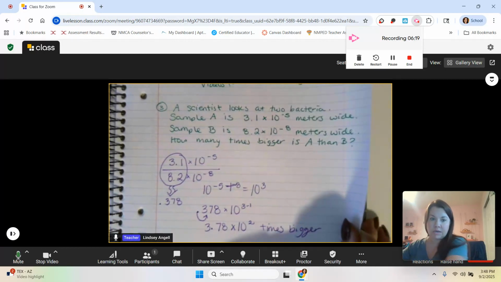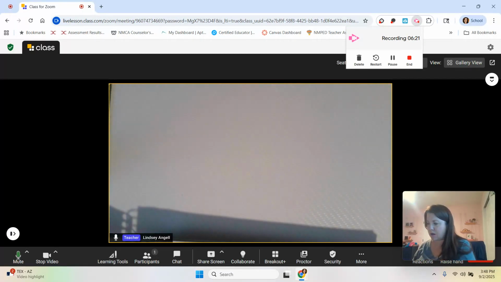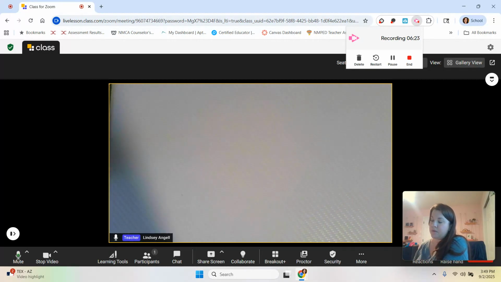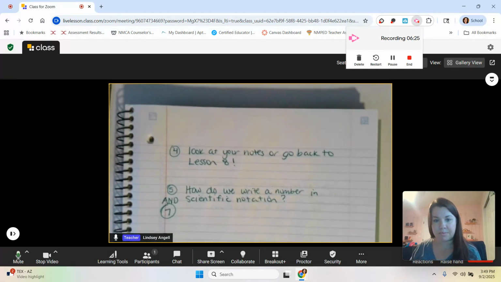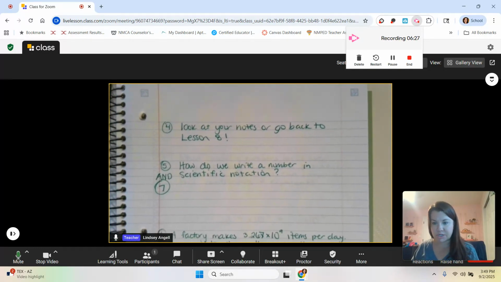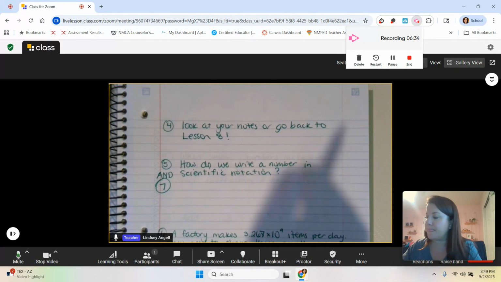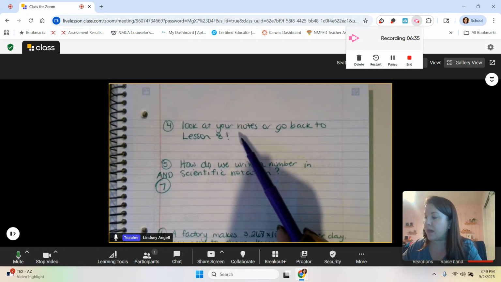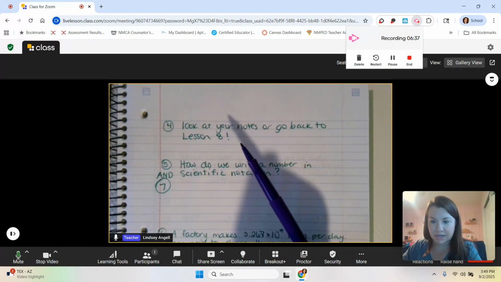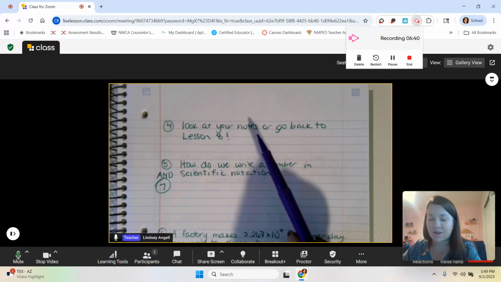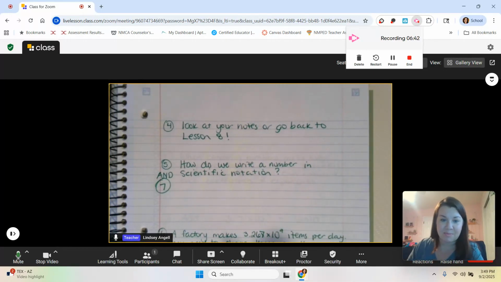Okay, so I know those are complicated, there's a lot to them, but hopefully that will help. But also go back and look at the division lesson. I believe it's lesson 9 in your unit. Okay, number 4, that's another one. I'm not going to give away any answers, but you can look at your notes or go back to lesson 8 for help on that one.